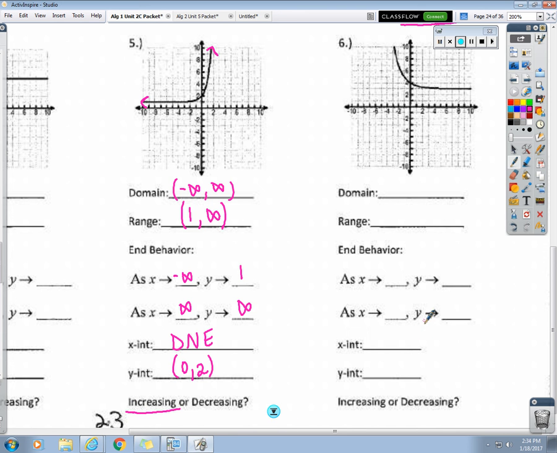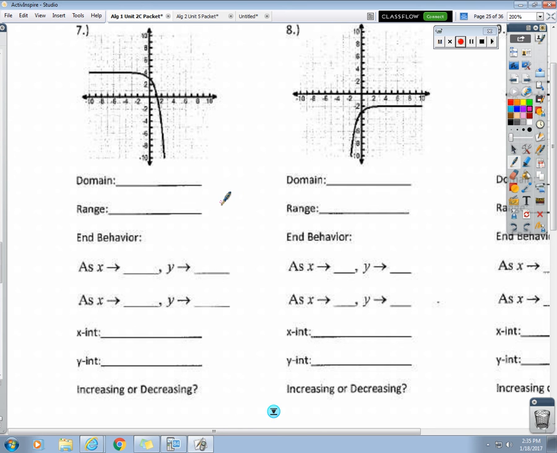Okay, now next page, number 7. I'm almost done. Number 7, what's the domain? Guys, what's it doing left and right? Right. Isn't it going left forever? And as it's going down, isn't it also moving out right forever? So the domain is all real numbers. What about the range? Correct. Negative infinity up to 4 is the highest. Okay, for end behavior. As you approach negative infinity, which means as you go to the left side, the y's are approaching 4, the asymptote. But as you go to the right side, the y's are going down to negative infinity.